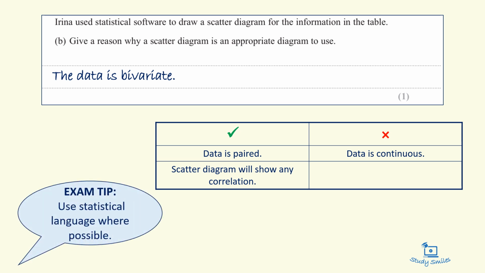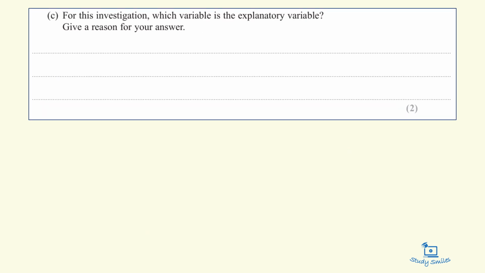An important exam tip is to use appropriate statistical language where possible. For example, here, bivariate, paired, or correlation. Part C says for this investigation, which variable is the explanatory variable, and to give a reason for your answer for 2 marks. So for this part of the question, we need to say which is the explanatory variable for 1 mark and give a reason why for the other 1 mark.